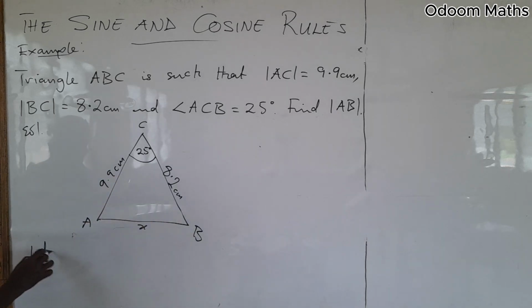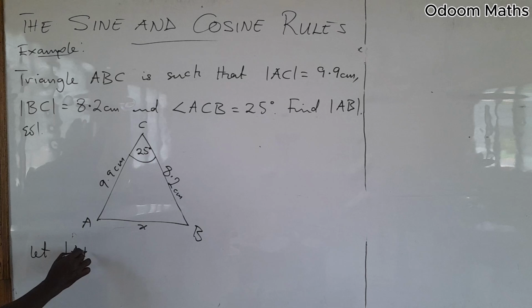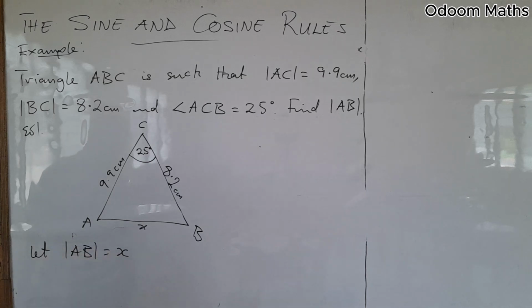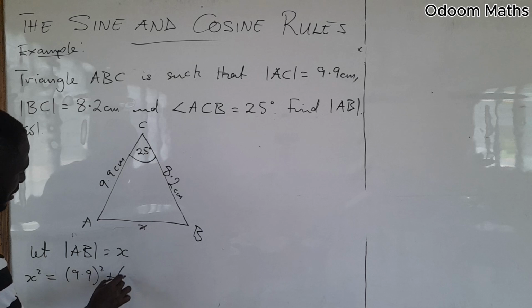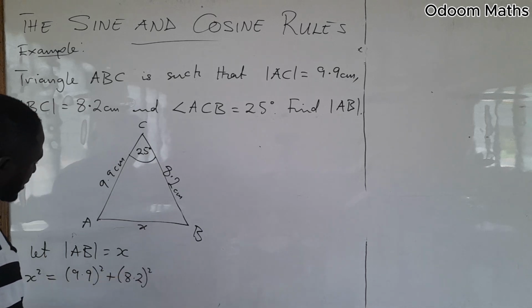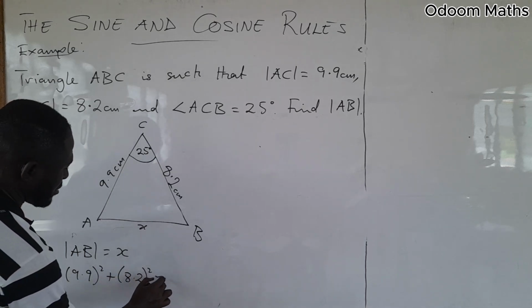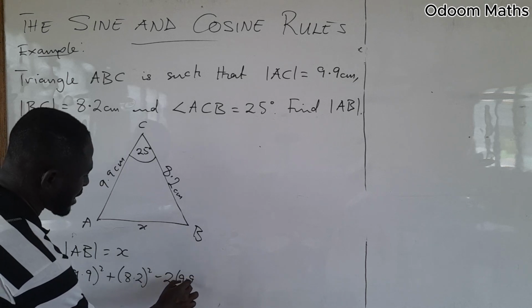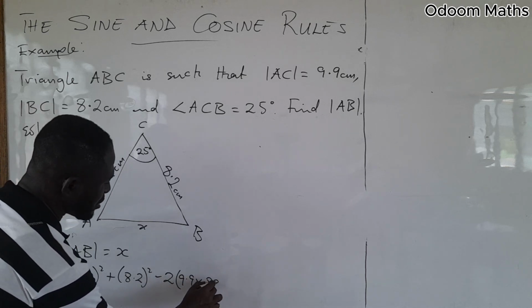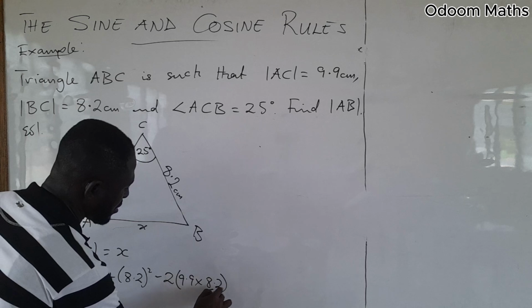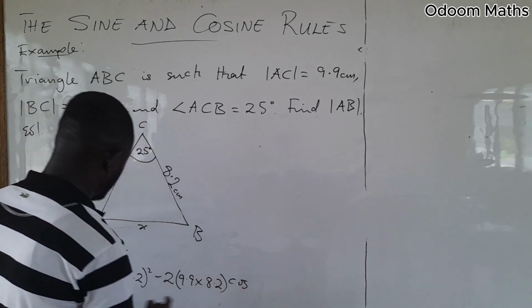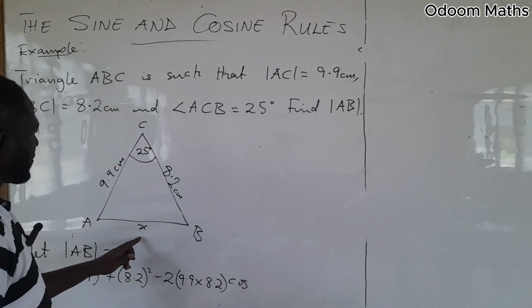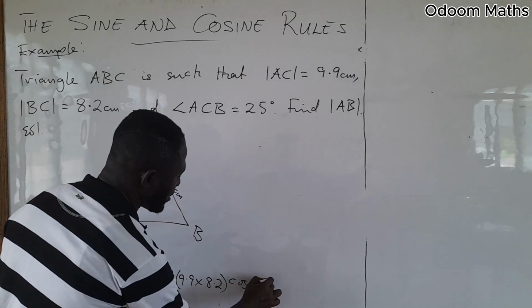We let the side AB equals x, so it means that x squared is equal to, in brackets, 9.9 squared plus 8.2 squared minus 2 in brackets 9.9 times 8.2 cos, and the side AB, which is x, faces 25, so cos 25 degrees.